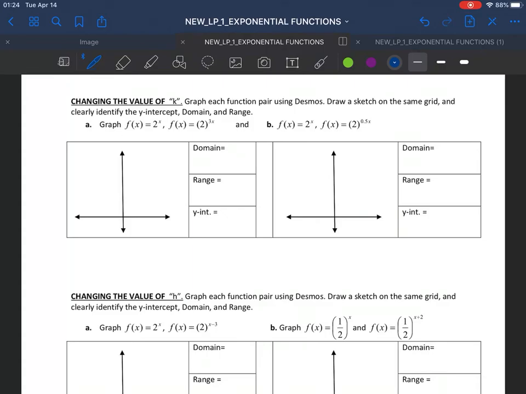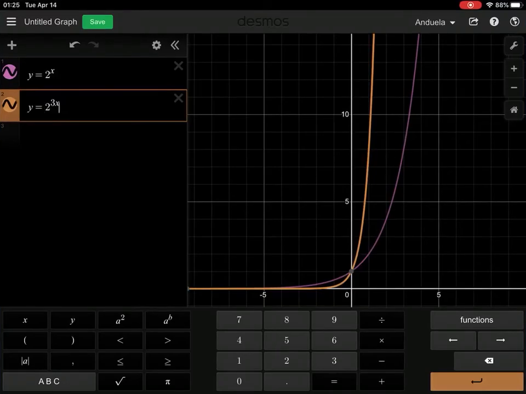Just to refresh your memory, the changes in the k coefficient will affect the horizontal stretches of the graph of a function, and we remember that when the absolute value of k is bigger than 1, and I'm going to make a note in here. So when the absolute value of k is bigger than 1, the function undergoes horizontal compression, so it is narrower. So we're going to check and see what the graphs would look like.